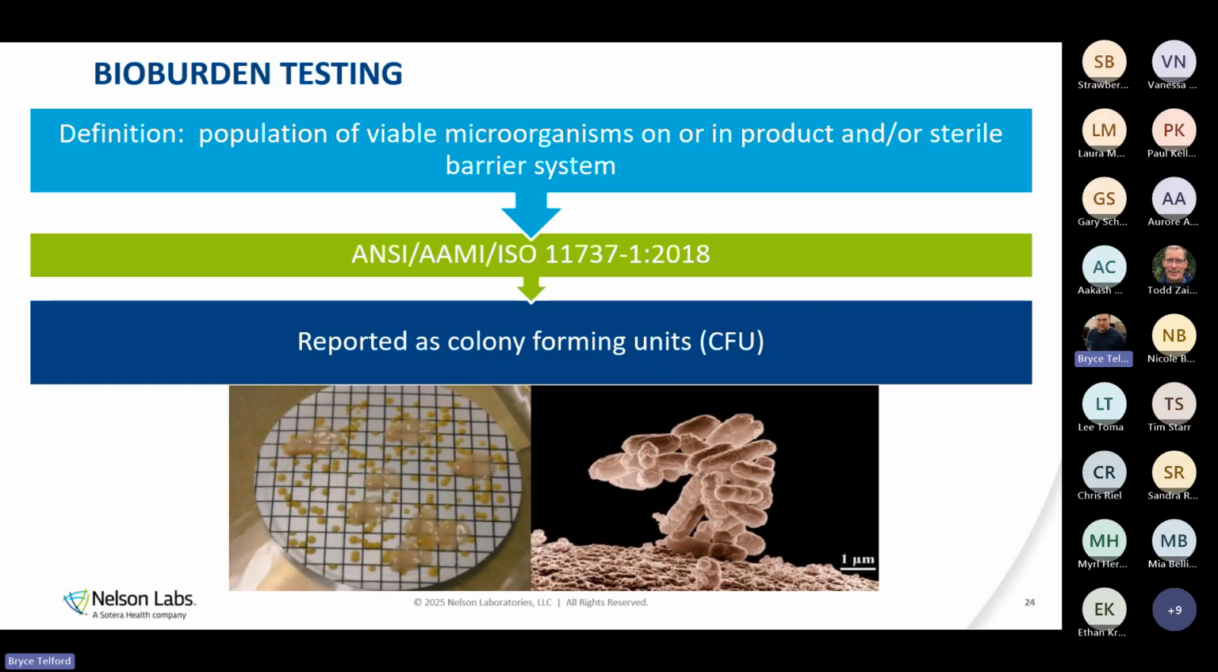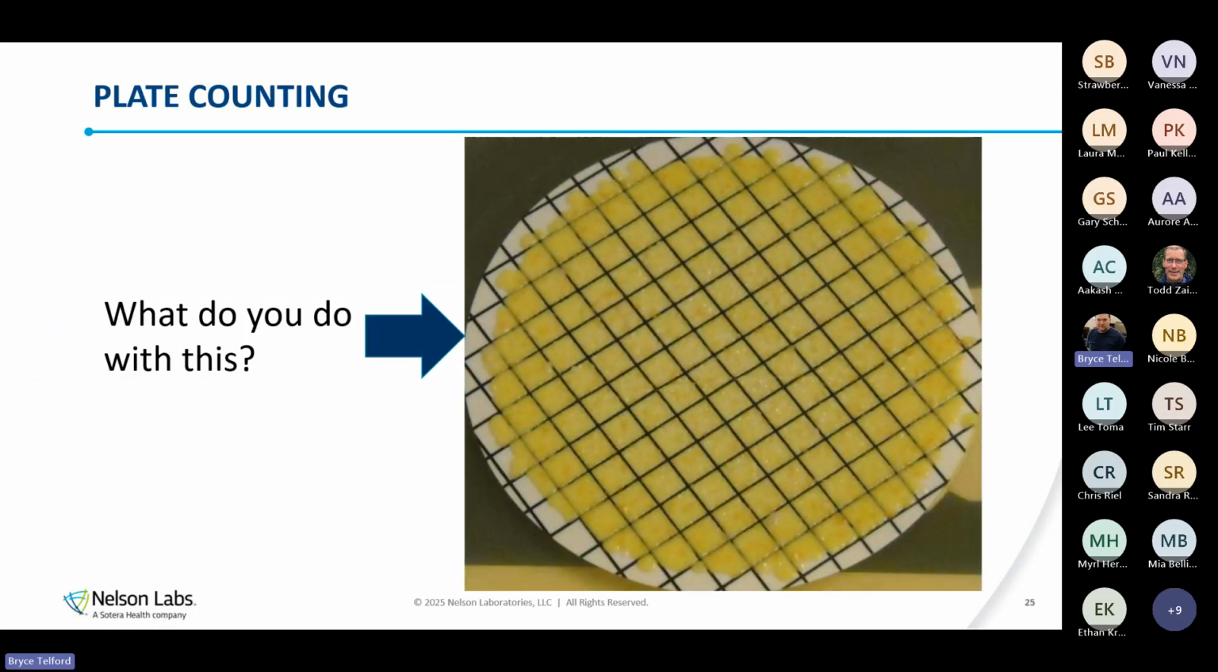So our guiding document for bioburden testing is ISO 11737-1. That was revised in 2018. As we talked about earlier, we are looking at those colony forming units. Those individual colonies are what we're looking at because we don't know, do I have a cell? Do I have a clump of cells? So the question comes up, and I'll open this up, so feel free to answer if you would like. What do we do with this? If you see a plate that looks like this, what do we do?